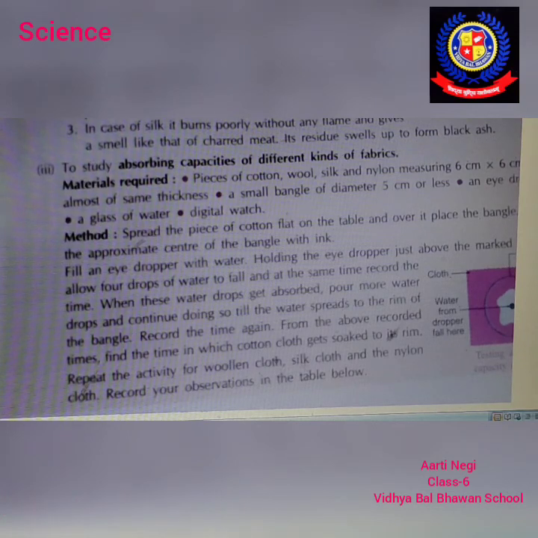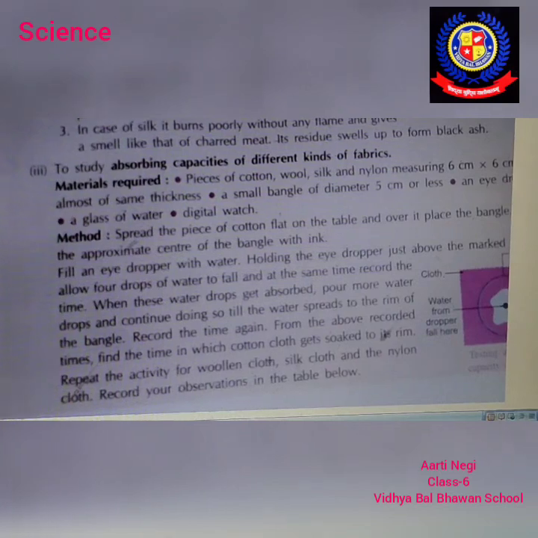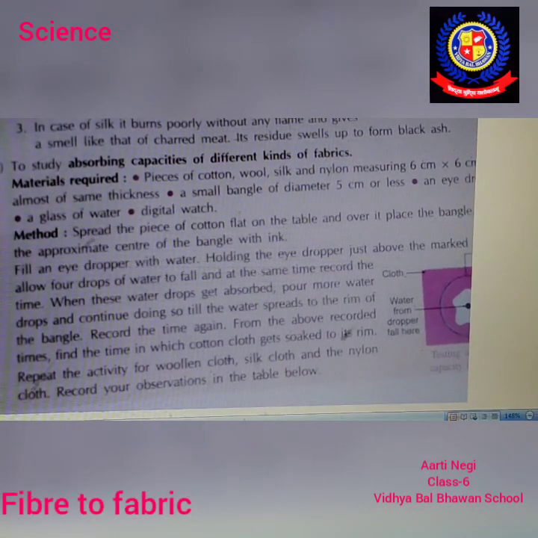Now fill an eyedropper with water and place a few drops, around 3 to 4 drops of water, at the center of the bangle's mark. Now you can record the time and repeat this procedure with each and every fabric. This time you will observe that the highest absorbing property goes to cotton, and then the others follow.